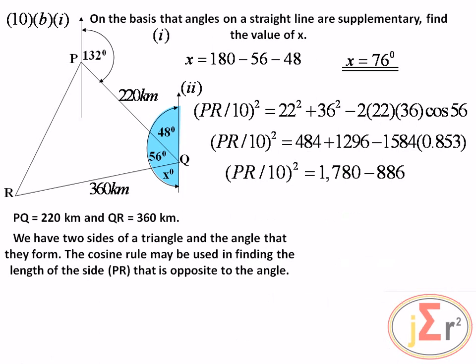I know that some students, they try to subtract 2 times 22 times 36 from this result. Then they multiply the result by cosine of 56. That is erroneous because we need to multiply and divide before we add and subtract. So we need to multiply these before we can subtract from whatever we get as the sum right here.